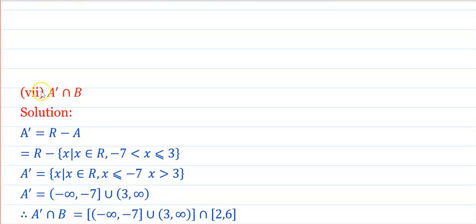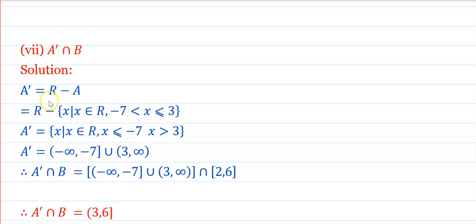Next, A complement intersection B. A complement means what? The set of real numbers minus A. That is R minus A is the set of X such that X belongs to the set of real numbers, and X does not lie between -7 and 3. Everything except this. Then what will you get as the A complement? See this here, the number line first. How will A complement be? This is my A complement. A complement is R minus, that is other than -7 and 3.